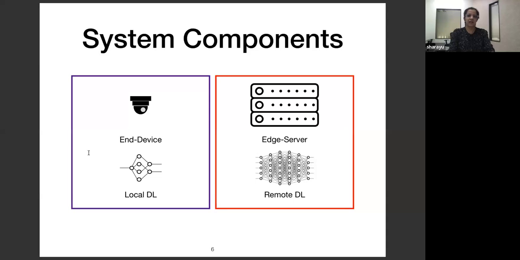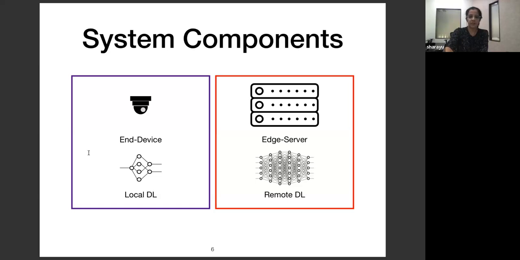Recall that the end device periodically senses and collects data samples and is tasked with performing multi-class classification on these samples. To do this classification, which is an inference task, the system is equipped with two deep learning models. The device is embedded with what we call the local model, which is a lightweight model with limited accuracy. And the server is equipped with a state-of-the-art large, rich deep learning model. This remote model has higher classification accuracy than the local model.